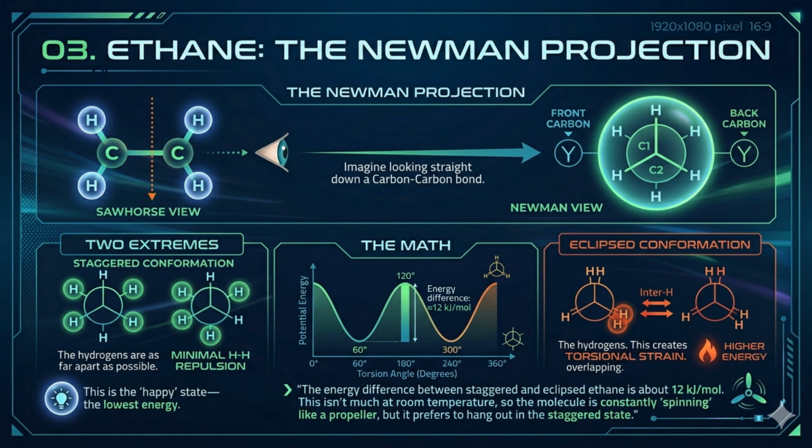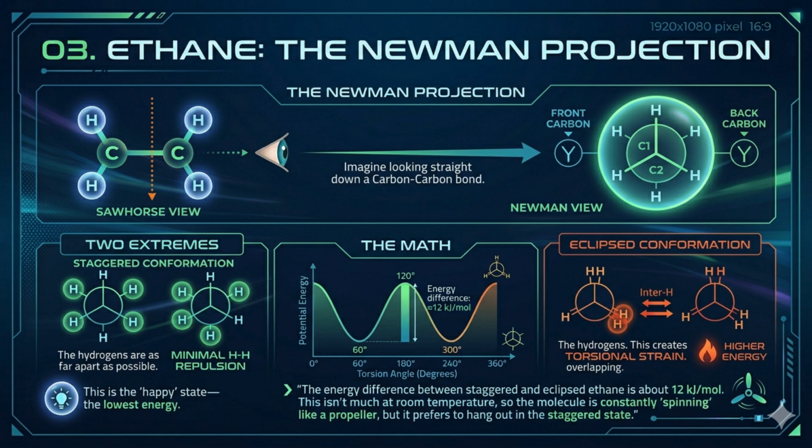First is the staggered conformation. Here, the hydrogens on the front and back carbons are perfectly offset, maximizing the distance between them. This results in minimal hydrogen-hydrogen repulsion. It is the molecule's happy state, the configuration with the lowest possible energy.